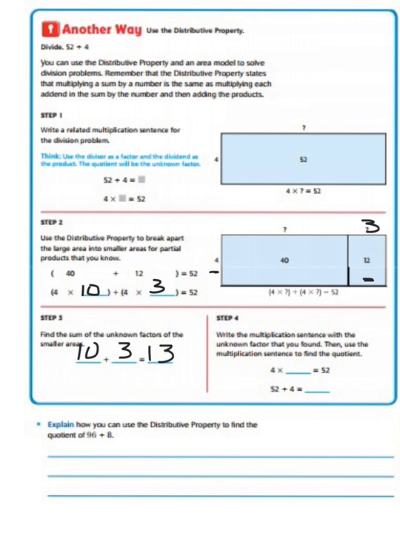So step 4 says to write the multiplication sentence with the unknown factor that you found. Then use the multiplication sentence to find the quotient. Well, the factor that we found was 13. So we know that 4 times 13 equals 52. And then if we take our product and make it our dividend, and our factor and make it our divisor, we then know, using all the same numbers, that 52 divided by 4 has to equal 13.